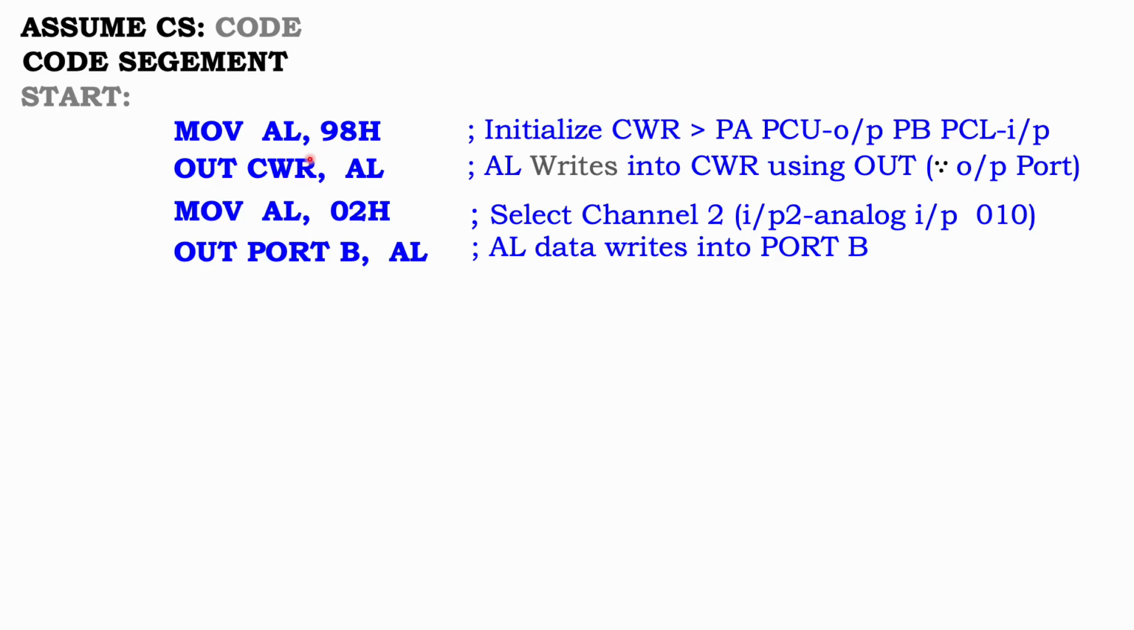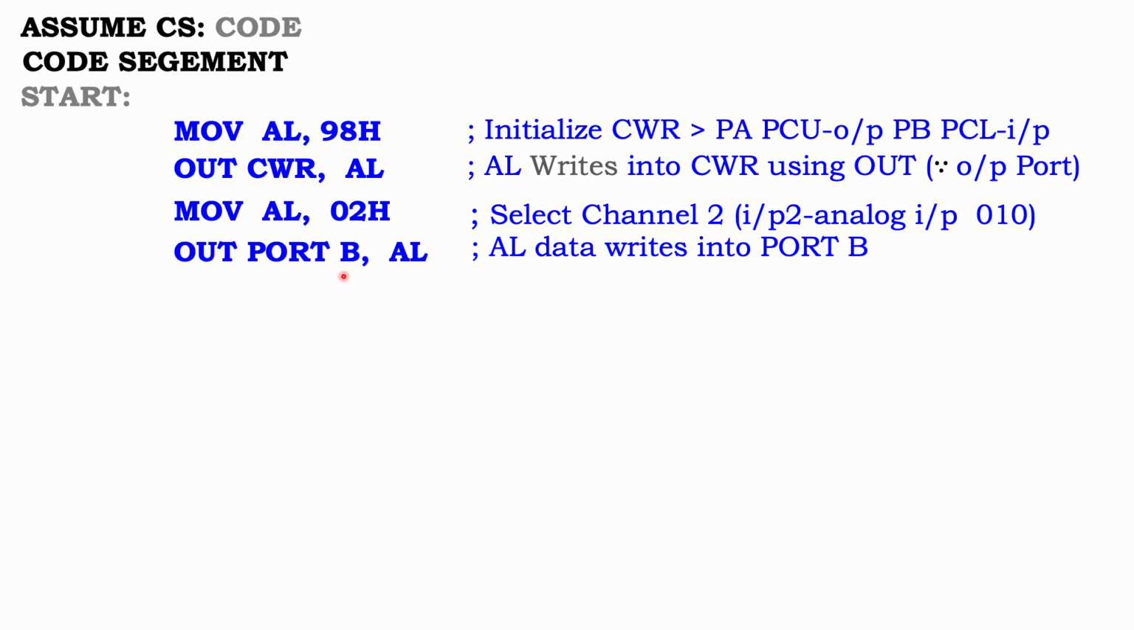So the output of the CWR is enabled to write the control word for the different mode of port operations that we selected for the ADC interfacing. Now the next step: we are again moving 02. What is the 02? It is the analog input we selected, which is pushed to the AL accumulator register. So what is port B?